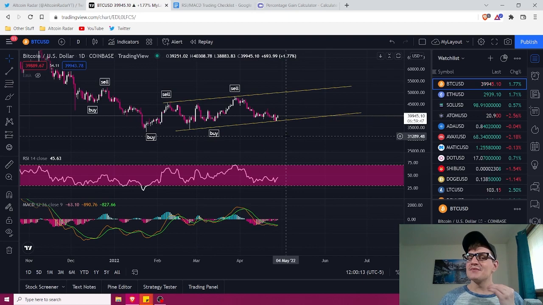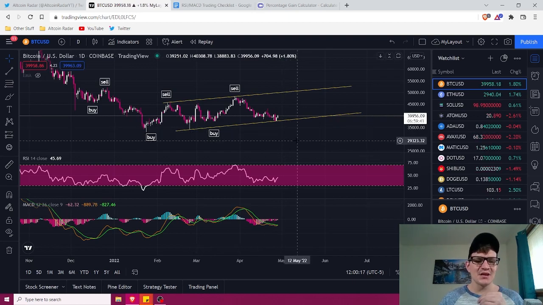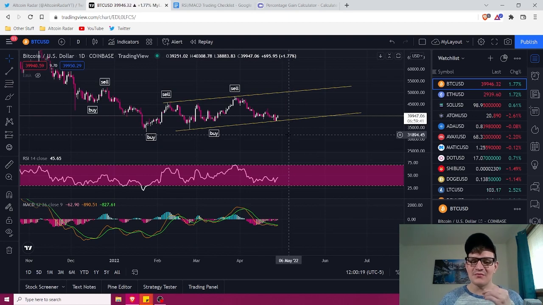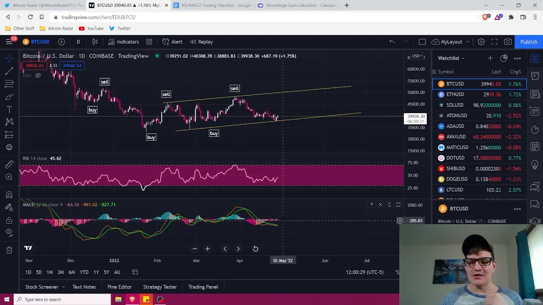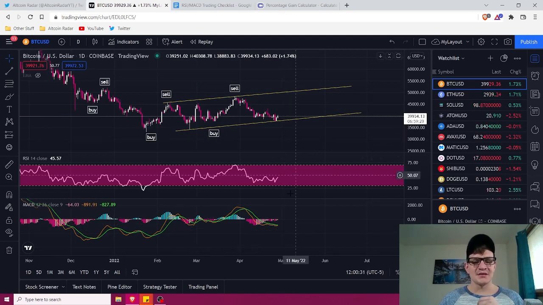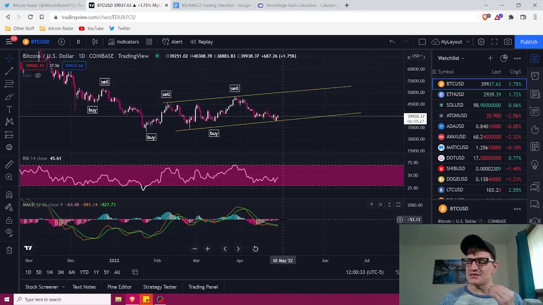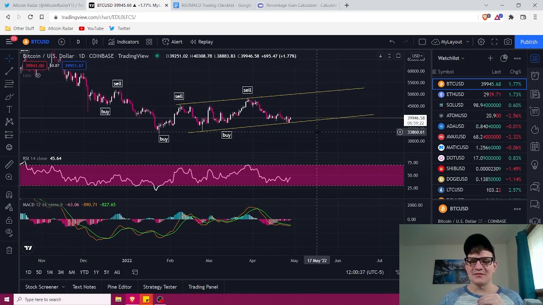So this is why it's very, very important that you make sure to wait until those lines cross, you guys. You have to wait for those lines to cross, all right? It's very, very important. So now we will move on to the next one. If all conditions are met, it's safe to buy in. So that's where you would definitely be safe to buy in, you guys. Once it starts to cross and it starts printing that first green bar, hey, it's always safe to buy in.